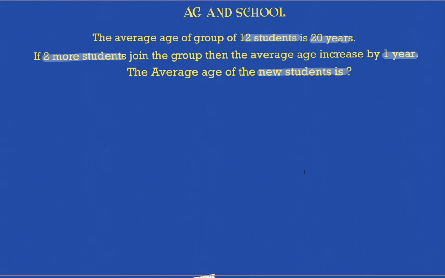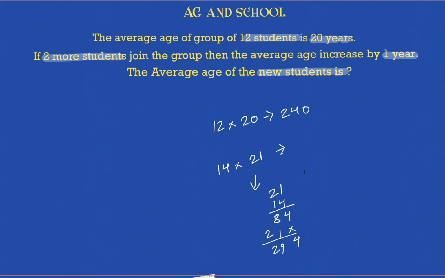So what is the ordinary way of going about it? 12 into 20, you will say it will be 240. Now instead of 12 you have 14 students and the average increases by 1 year. So you will say 14 into 21, right? Because that will be the sum of the ages of all the students now. So 21 into 14, let's just multiply this. 4 ones are 4, 4 twos are 8, 1 ones are 1, 1 twos are 2, 4, 9, 294.